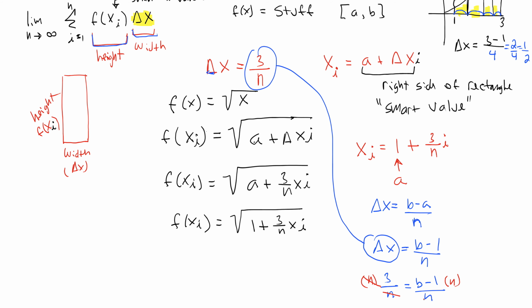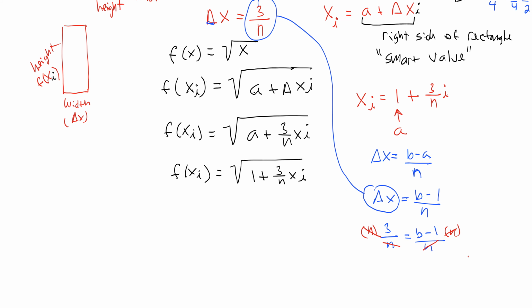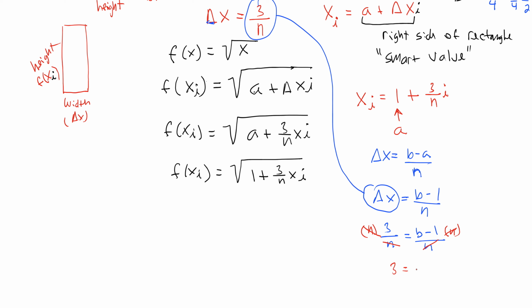The n's go away. Okay, then you're going to get 3 equals b minus 1, plus 1 on both sides. B equals 4. That means that our domain is from 1, that's our A right here, to 4, right there. Okay.